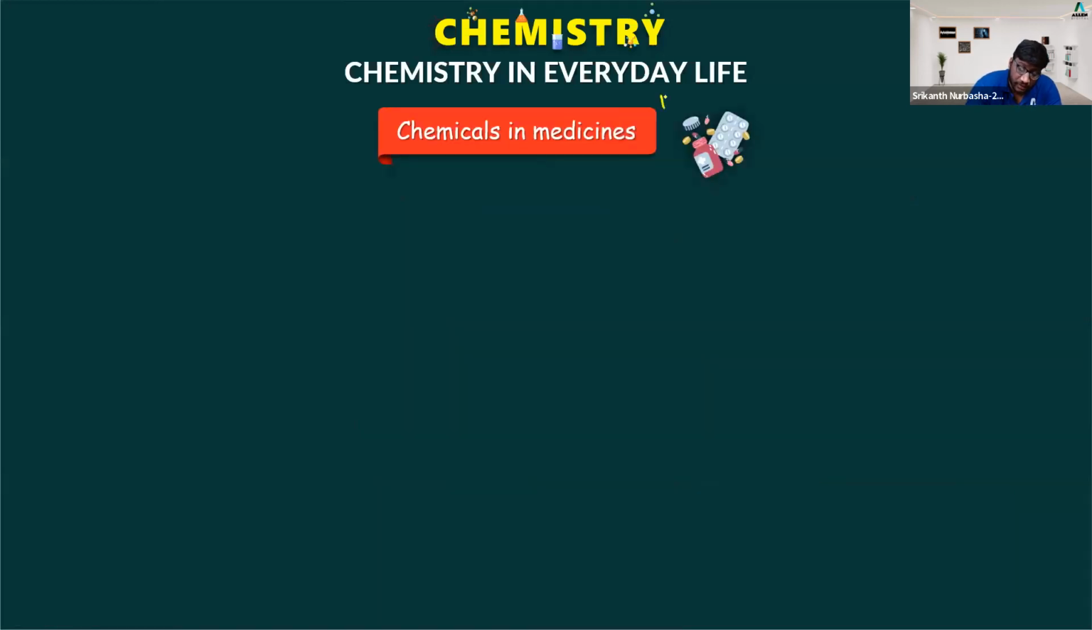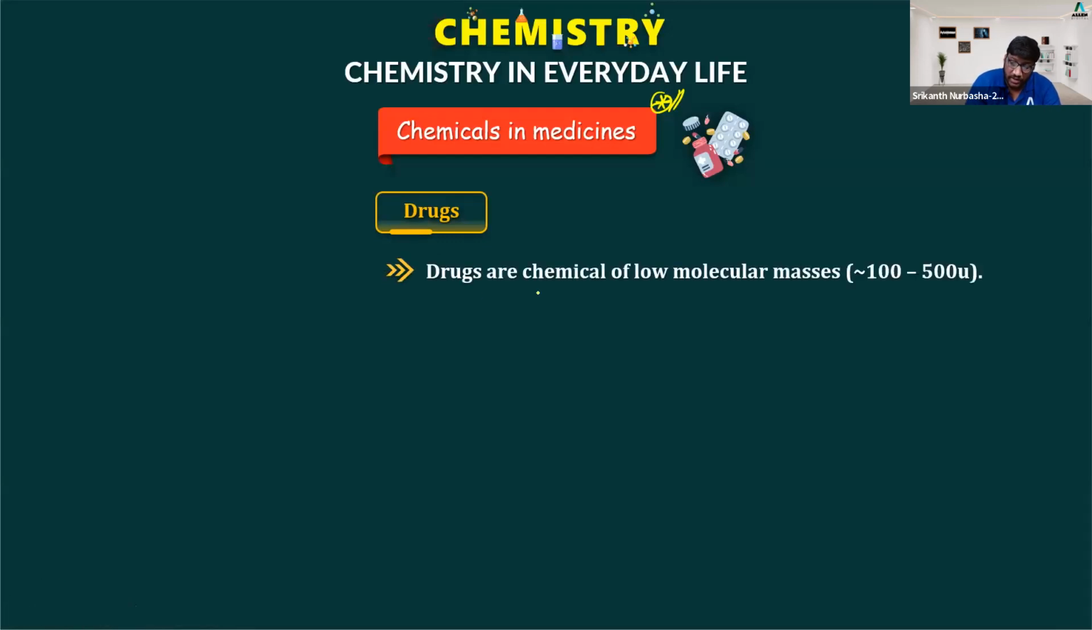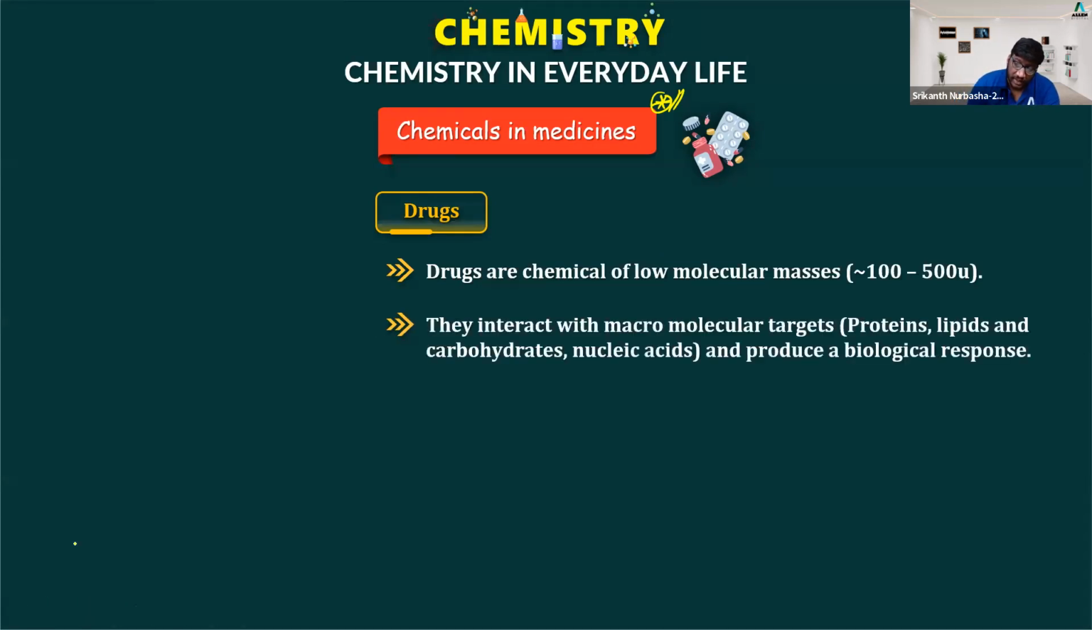So the first category is we have to understand about medicines. So chemicals in medicines. The first category is drugs. What are drugs? Drugs are chemicals of low molecular masses. They interact with the macromolecular targets like proteins, lipids, carbohydrates, and nucleic acids, and produce a biological response.